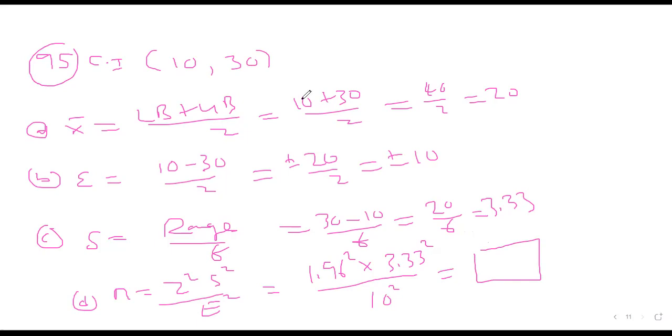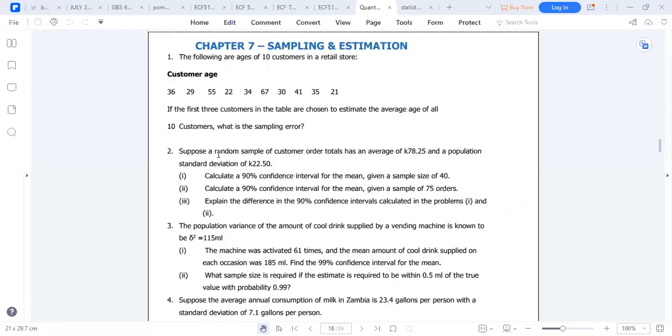Now, what do exam questions look like? In an exam, they will give you question number one. Here we're given the following ages of 10 customers. If the first three customers in the table are chosen to estimate the entire population, what is the sampling error?